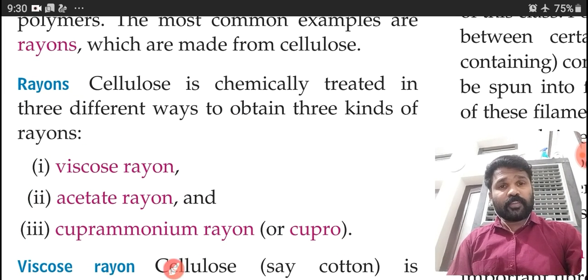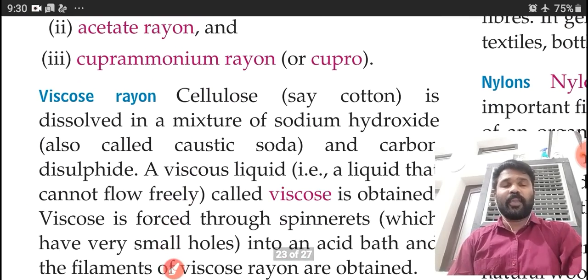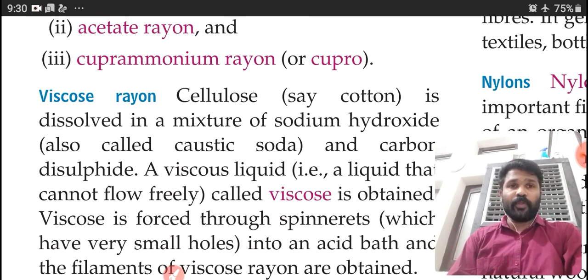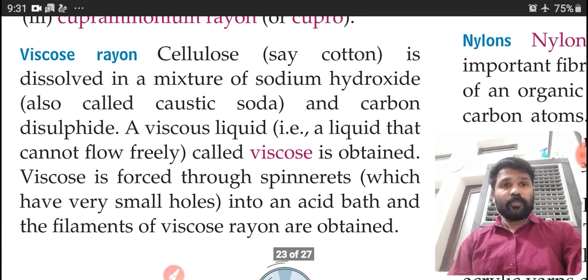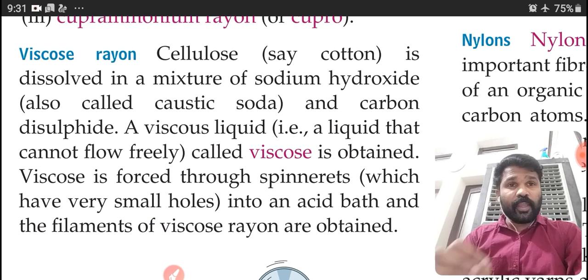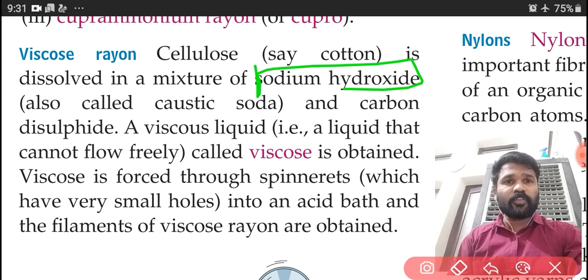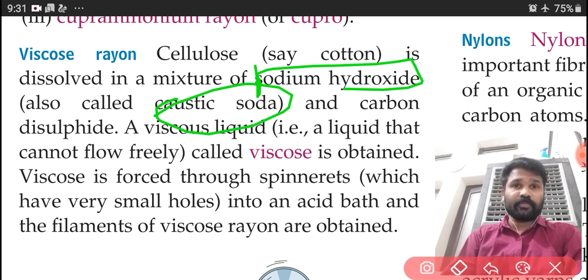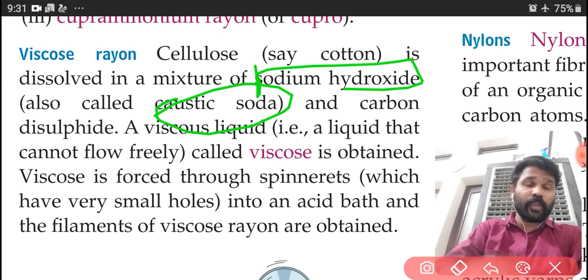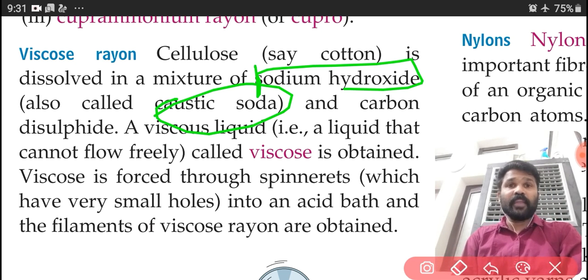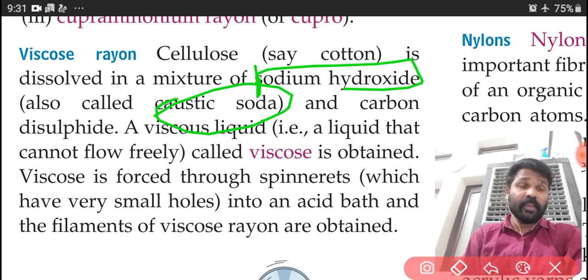Okay, now we are going to discuss in detail how viscose rayon is produced or manufactured. Cellulose, say cotton, is dissolved in a mixture of sodium hydroxide, another name for which is caustic soda. We are going to mix cellulose in the mixture of sodium hydroxide and carbon disulfide.